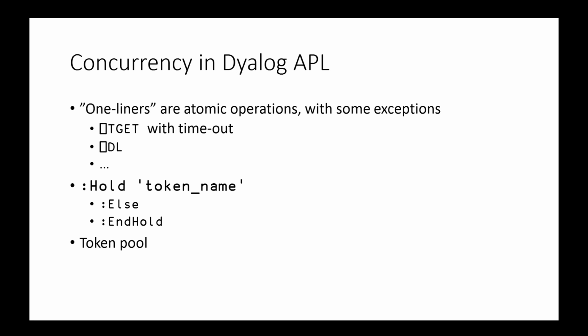But the token pool is tricky if you start using more than just a few tokens. They're just numbers, but I quickly lose track of what tokens were used for what, and are they still in use? Can I recycle that number? And it becomes really tricky, for me at least.